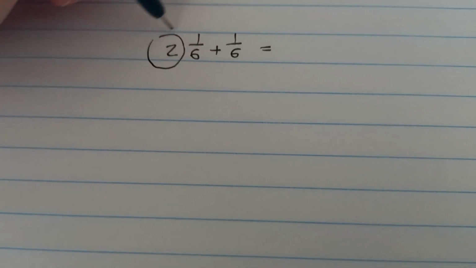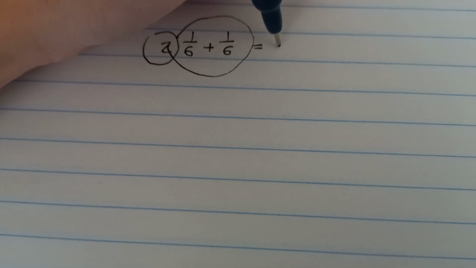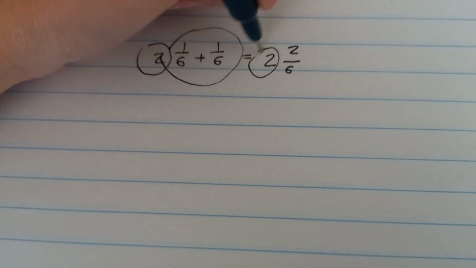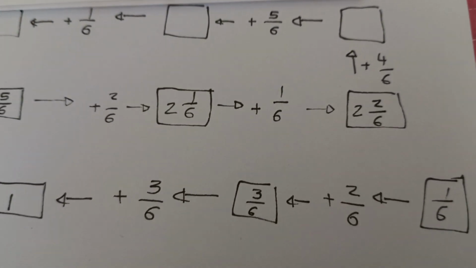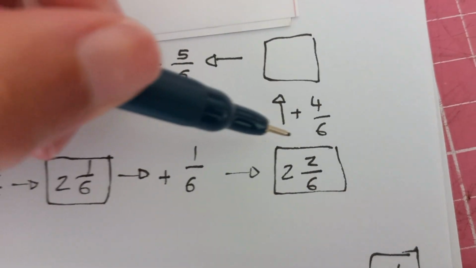So the 2 will be in its separate bubble. The 1/6 and the 1/6 will be in its separate bubble. So we'll have 2 and 2/6, right? Because in their separate bubbles, they still stay separate. So here we would write 2 and 2/6. Okay. Then we have 2 and 2/6 on our paper here. And we're adding 4/6. So you'll say plus 4/6.